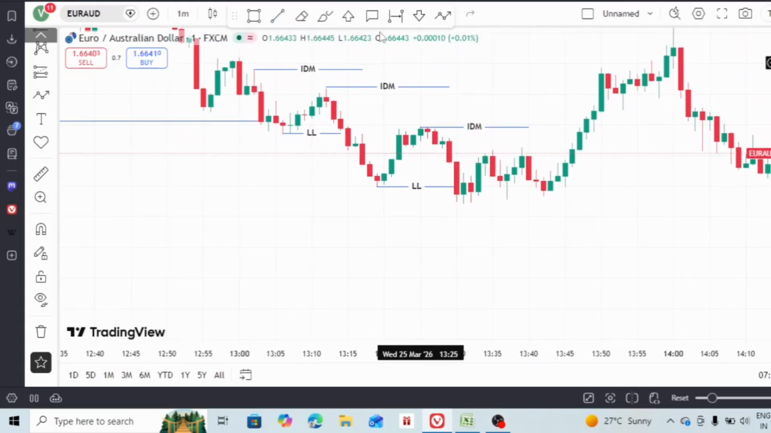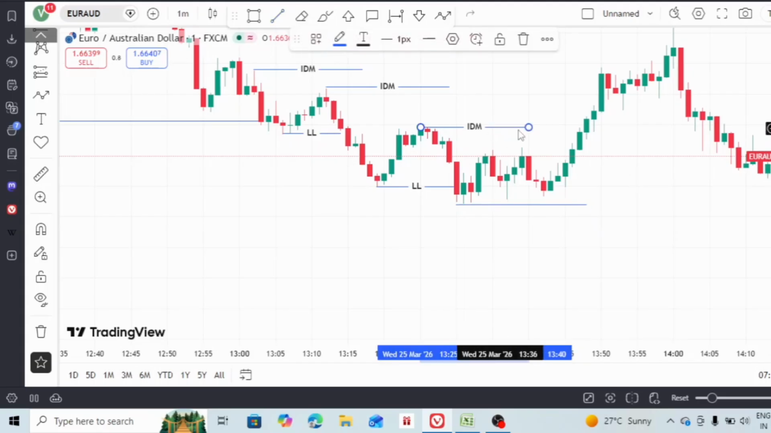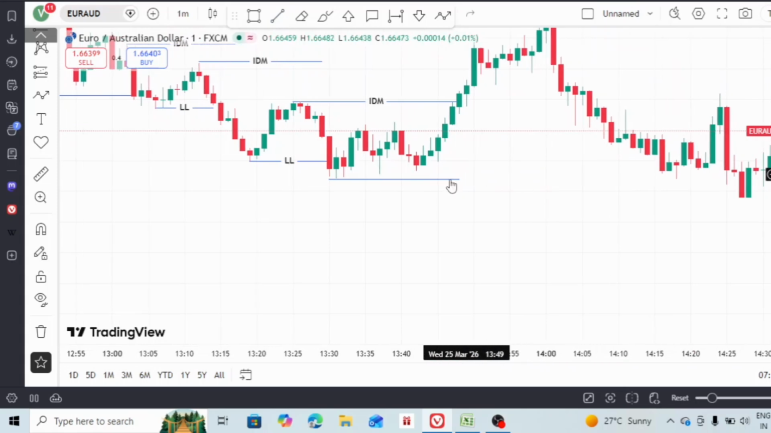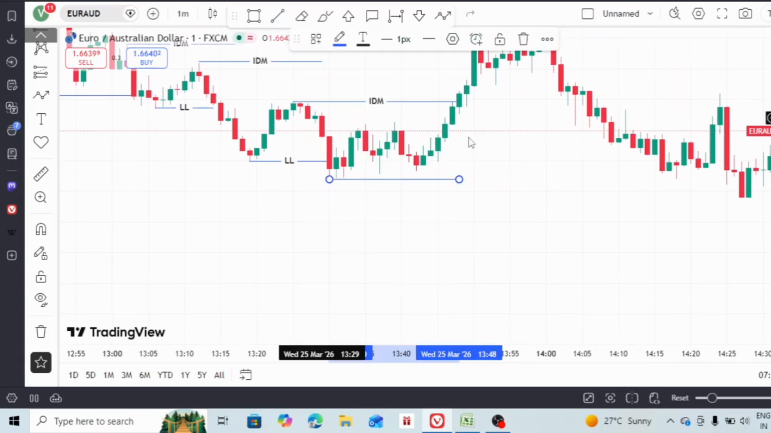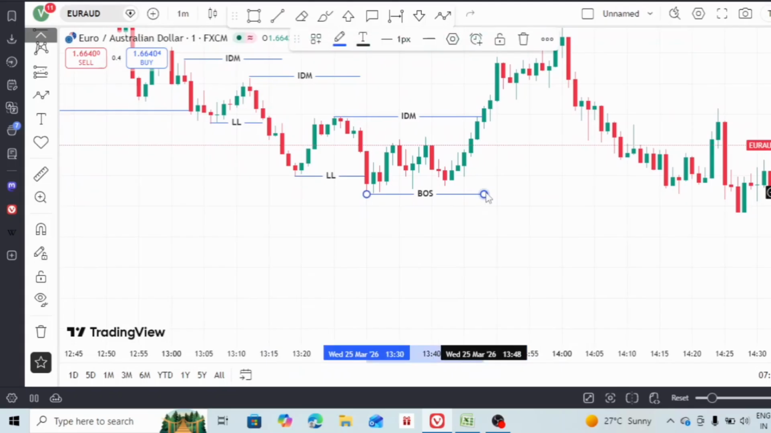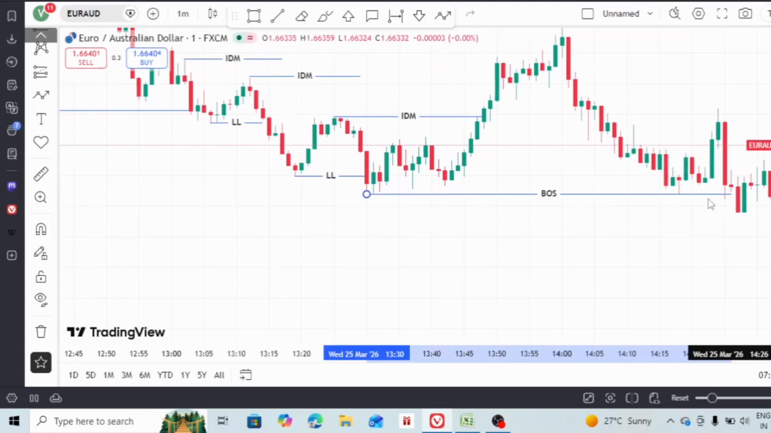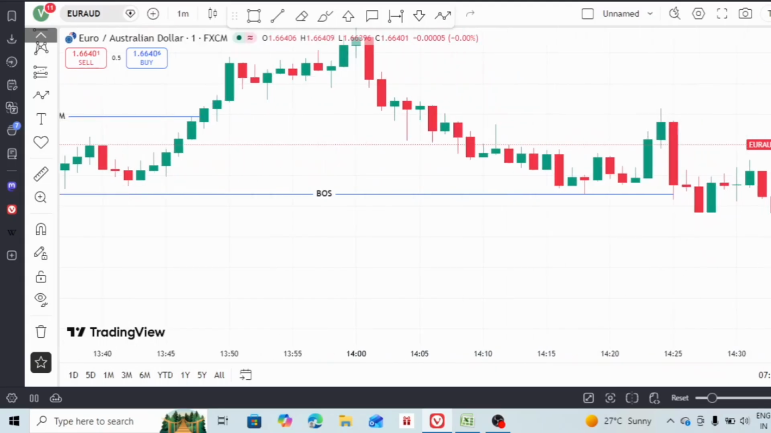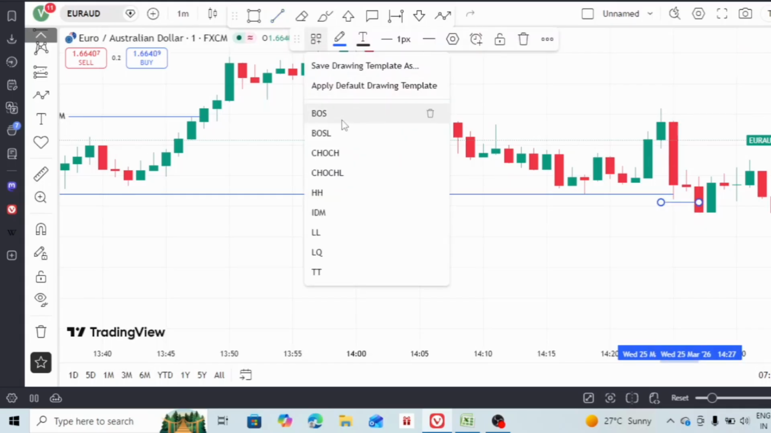Okay, so if you look at here, it is not breaking. Our inducement has been mitigated. Inducement mitigation means this lowest point will become our break of structure. So inducement mitigated, let's see. So the break of structure has happened here. It has only break with the wick here. If you look at here, it has only break with the wick. So the level has been shifted to this level. So this is the break of structure level.